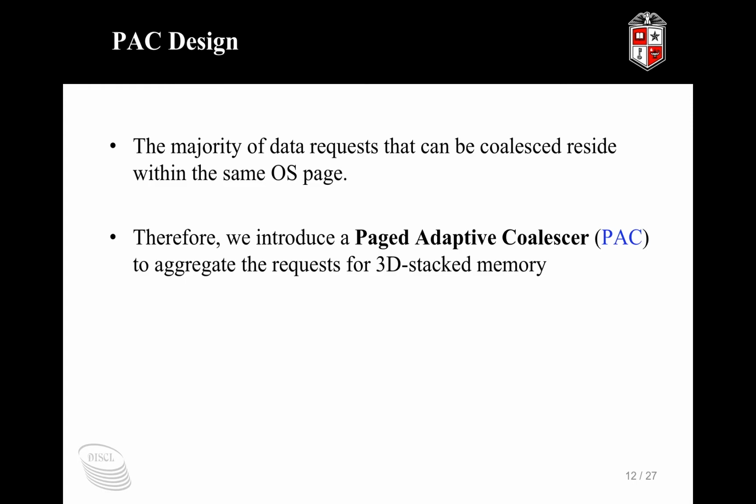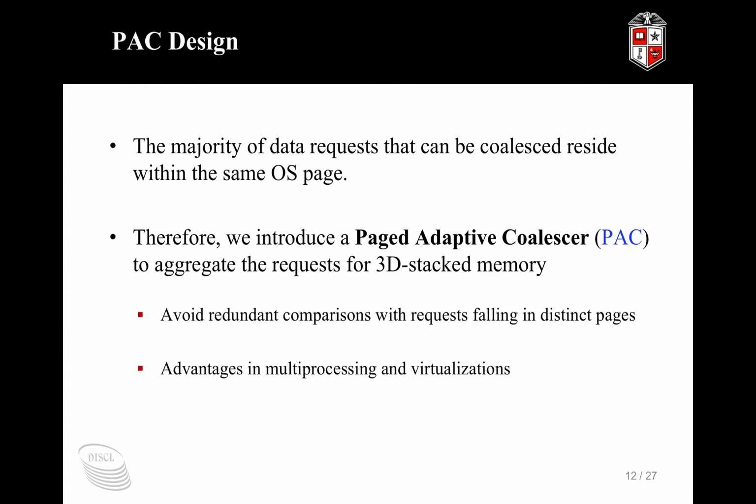Therefore, we introduced the page adaptive coalescer to aggregate requests for the 3D stacked memory. It uses the OS page as the granularity of memory coalescing to avoid redundant comparisons with requests falling in distinct pages. It also has advantages for multiprocessing and virtualization, which can be very helpful especially for applications running on a cloud server, where one single node could be shared by multiple users, and multiple applications running simultaneously can further complicate the memory access patterns and corresponding latency.